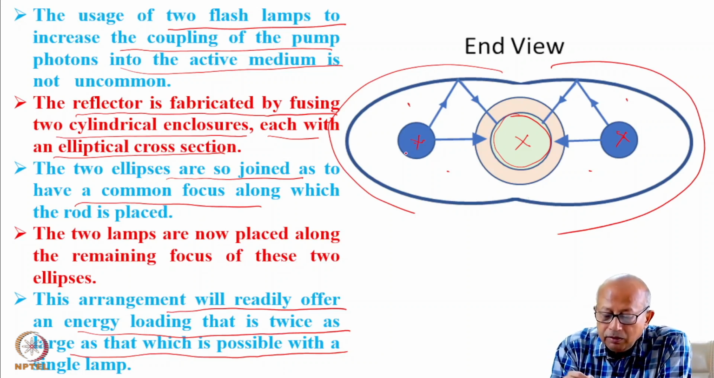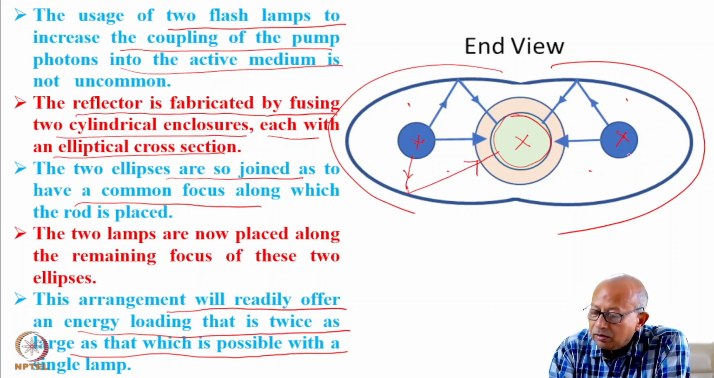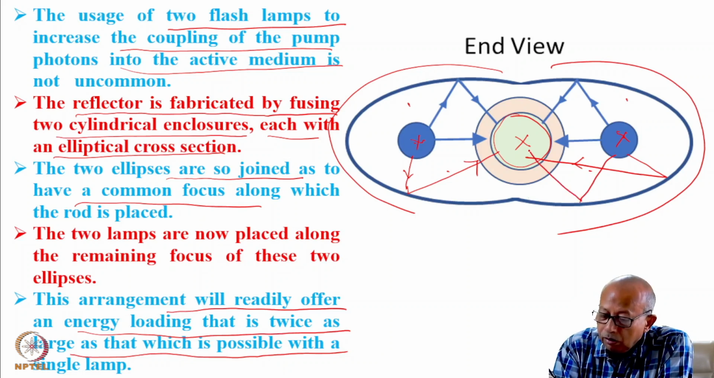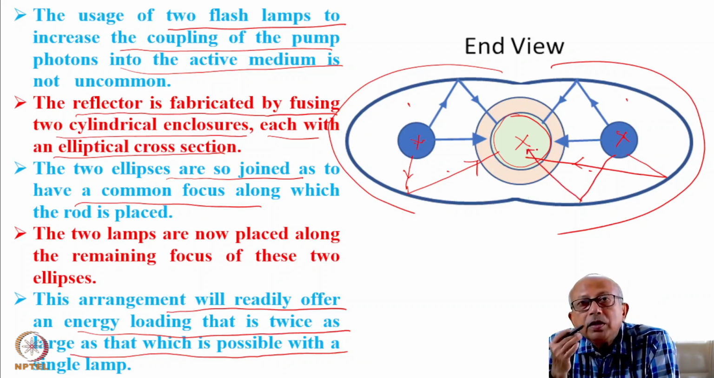So here again, the light which escapes in other directions would again be directed onto the rod. This will increase the efficiency of pumping.